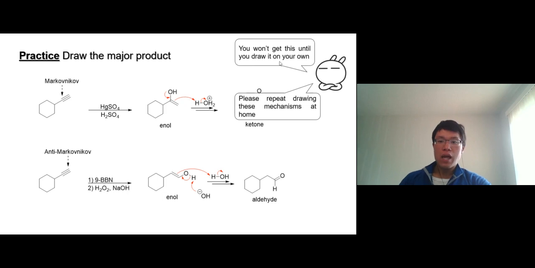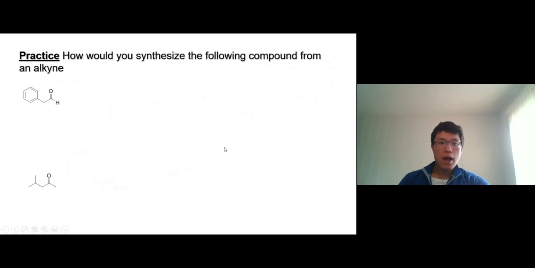Okay. All right, so the tautomerization takes time. So make sure you go draw it by yourself on paper or somewhere. All right, make sure you know how to draw the tautomerization. Okay. All right, now how would you synthesize the following compounds?